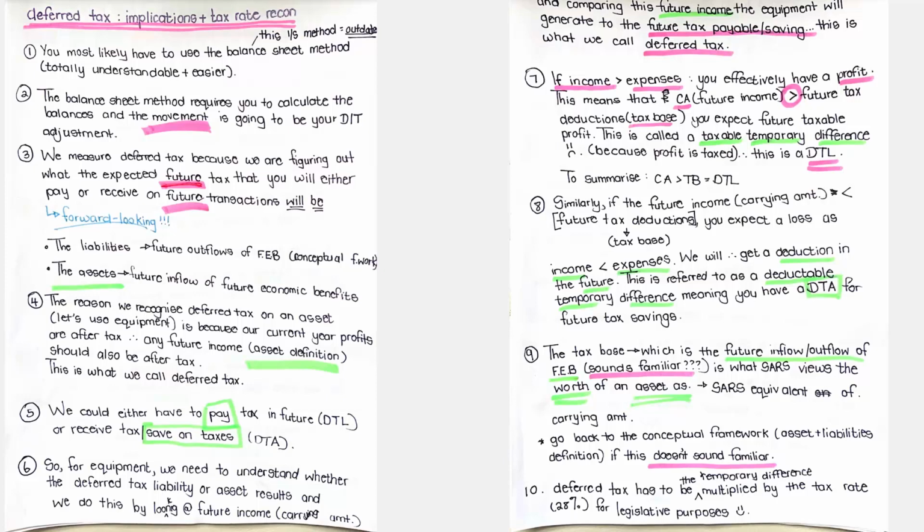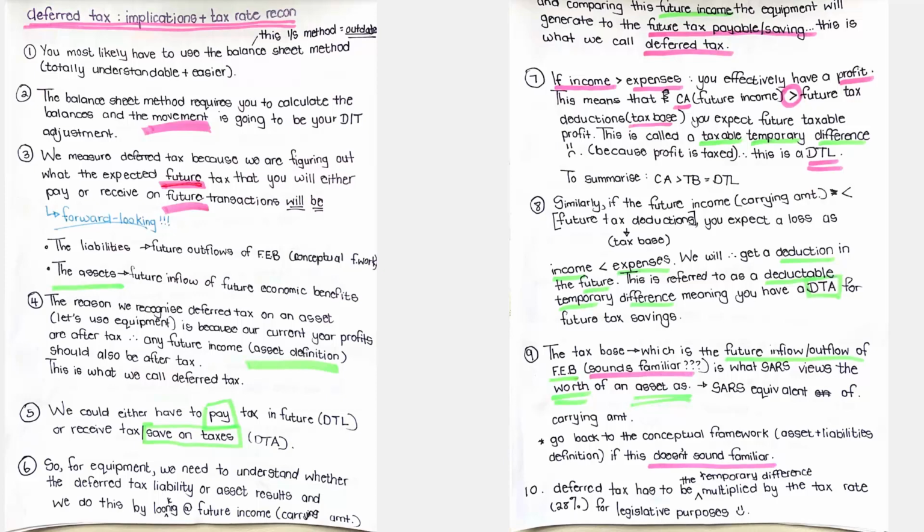So, we're going to start off at point 3 because point 1 and 2 are very outdated. You would have likely dealt with the balance sheet method because it's totally understandable and a lot easier. And you calculate your balances and movements using the balance sheet items. I'm going to illustrate what I mean in a second. But first, let's get down to the definitions.